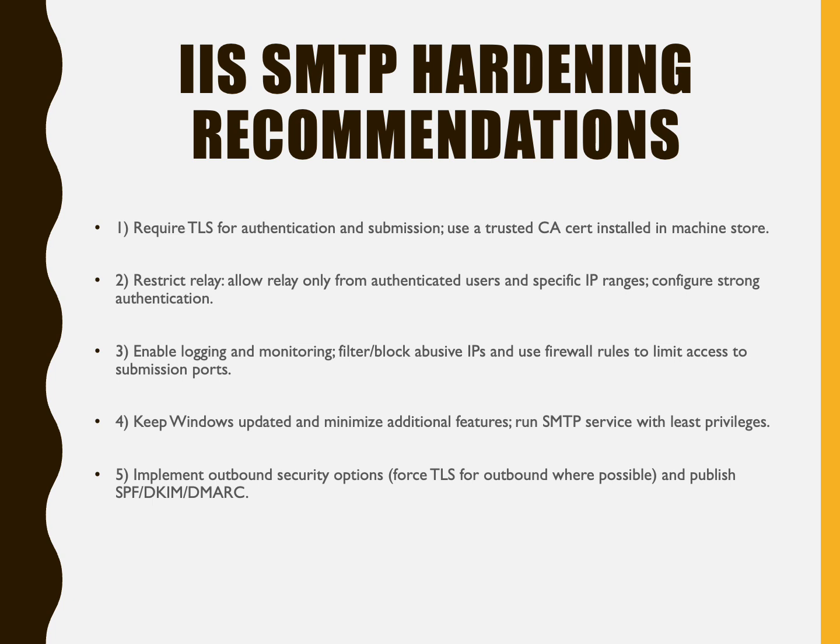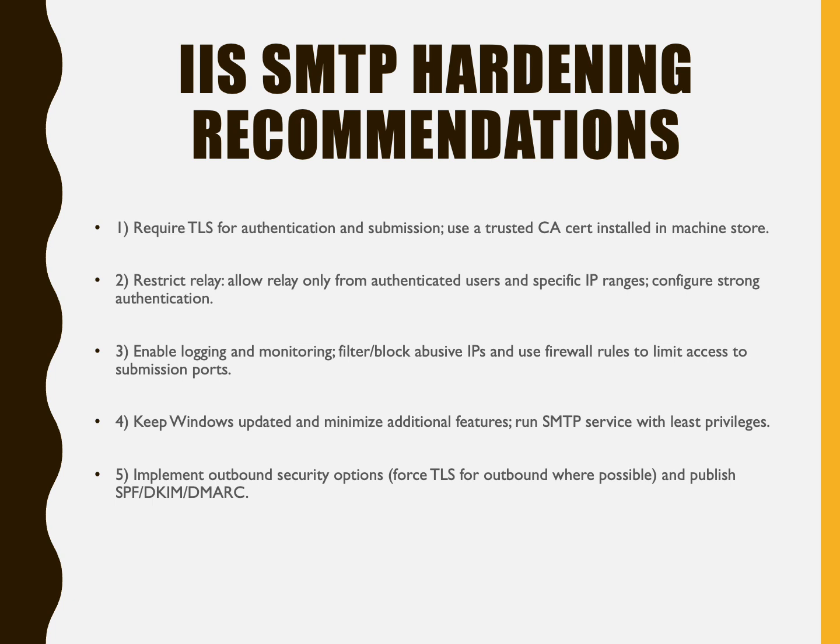And so here are some key ways to harden the IIS SMTP. First would be to require TLS for all authentication and submissions using a trusted CA-signed certificate. Second would be to strictly control relay permissions. Only authenticated users or known IP addresses should be allowed to relay mail. Open relays are one of the biggest sources of spam. Third would be to enable detailed logging and monitoring so you can track any abnormal activity, and use a firewall rule to block or filter abusive connections.